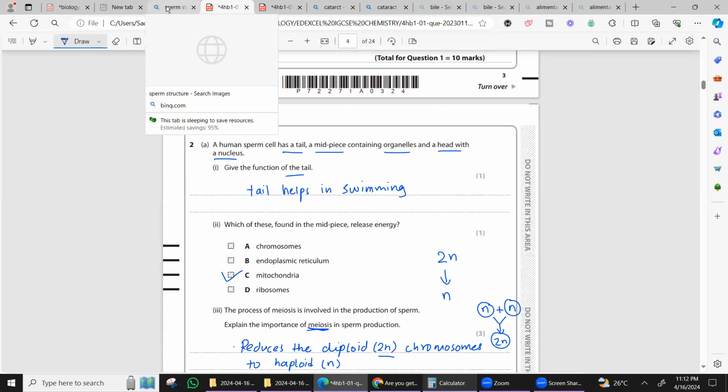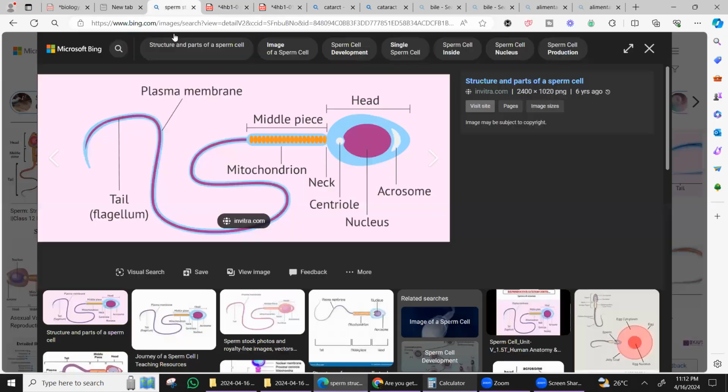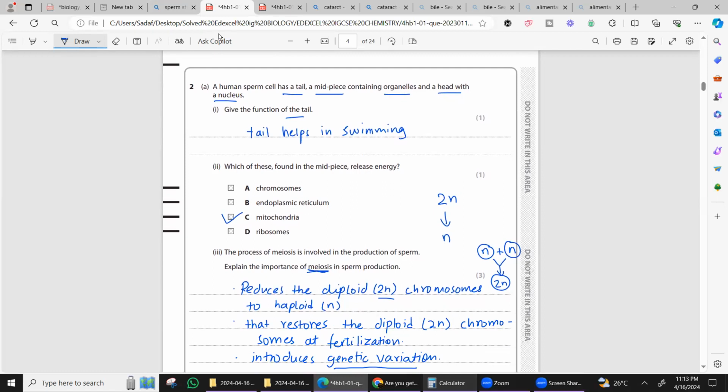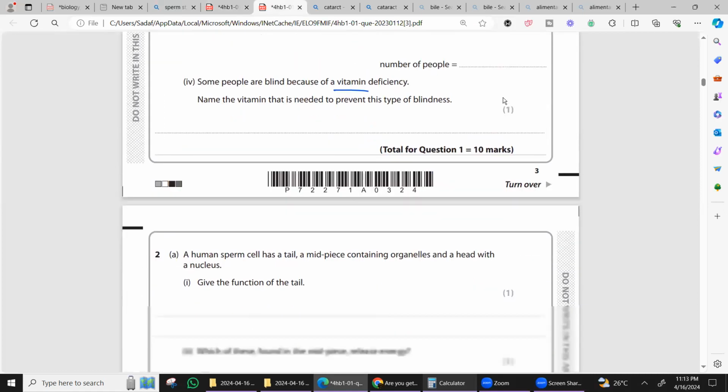Let's see the structure of sperm. You can see here it has three parts: head, midpiece, and tail or flagellum. In the middle piece or shaft, you can see a lot of mitochondria. The role of mitochondria is to provide energy or ATP by cellular respiration. So that is the organelle that is used to produce energy. Mitochondria is the right answer here.